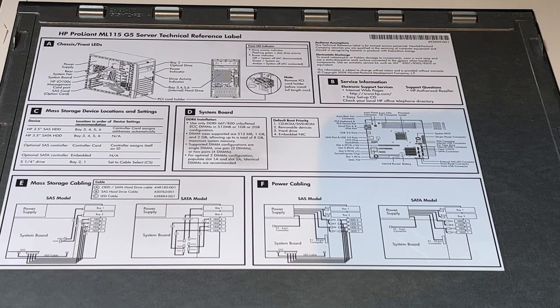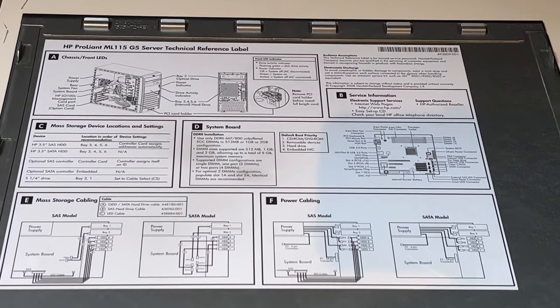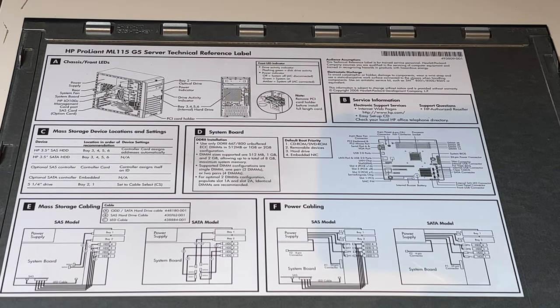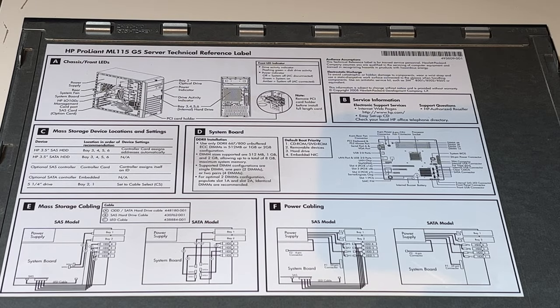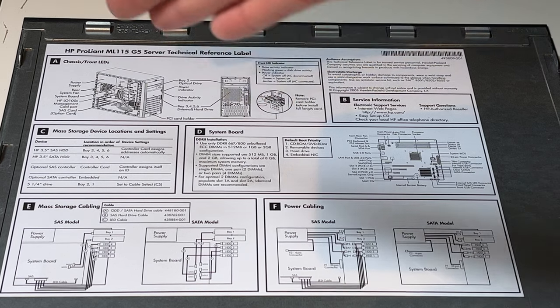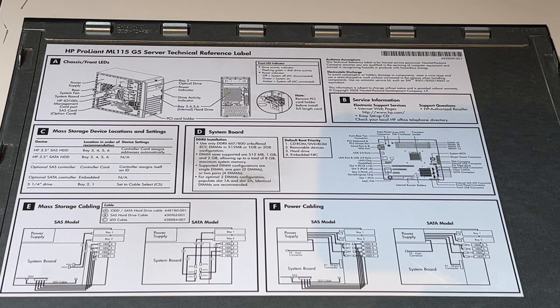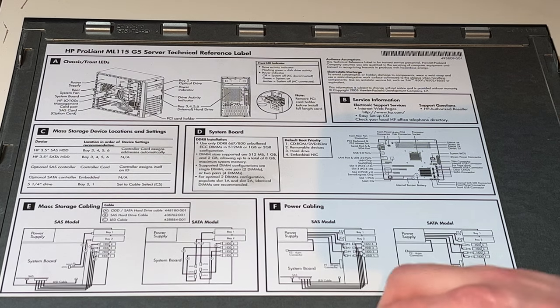In fact, before we do, let's actually take a look at the technical reference label that HP includes with their servers. It will tell you everything you need to know about your particular server. In the A section here, we can see everything in terms of chassis layout, what's there and what isn't, and various LEDs, bays, etc. Just an overall layout of the physical machine over there. In the B section, we have some simple service information for where you can find some resources in terms of driver support, getting in touch with HP for other kinds of support, hardware support or otherwise.